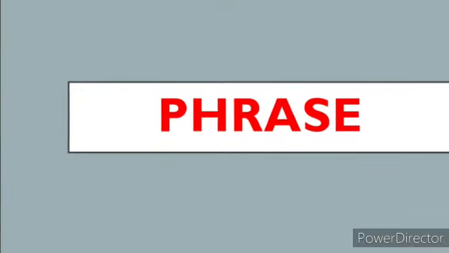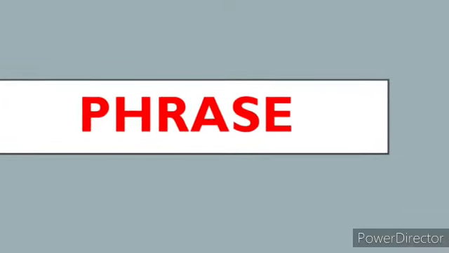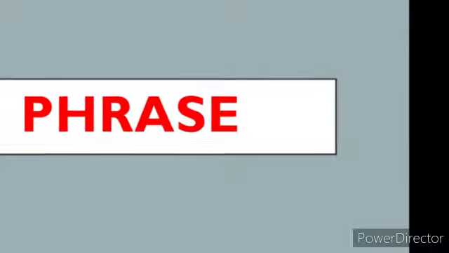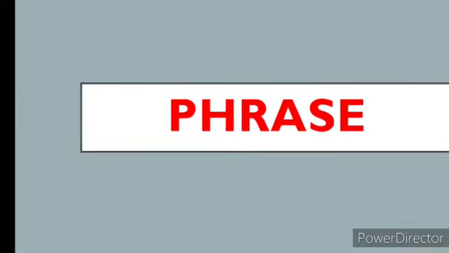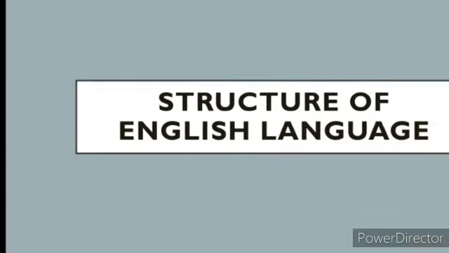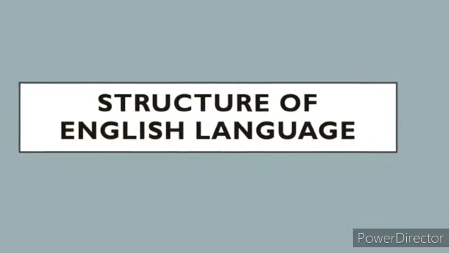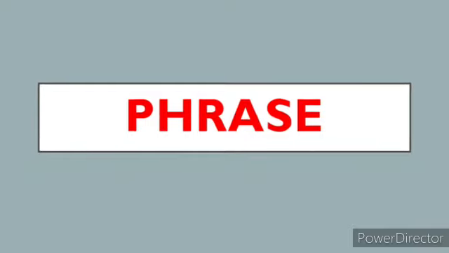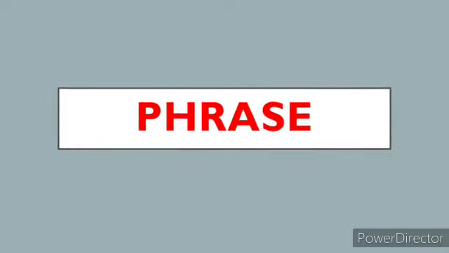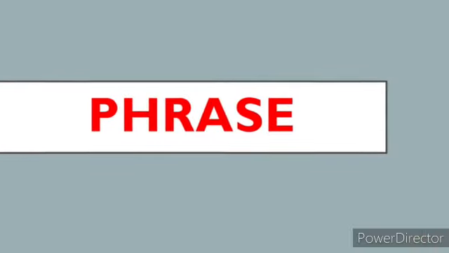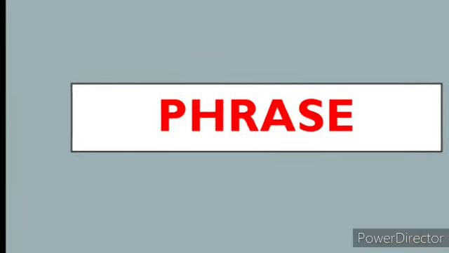Noun phrase. In a noun phrase, the most important word is the noun, also called the head word. For example, a very good boy, a strange meeting, John's book. Second, verb phrase. In a verb phrase, the most important word is the verb. Then, adjective phrase. It consists of an intensifier and an adjective. For example, very good, extremely bright.